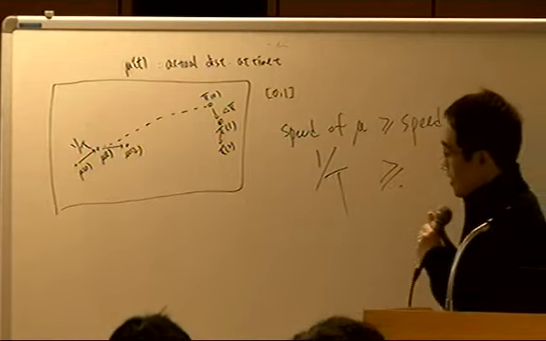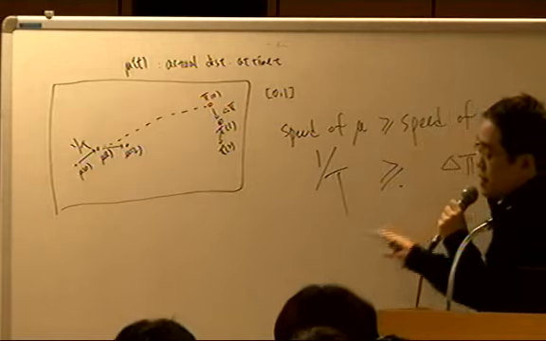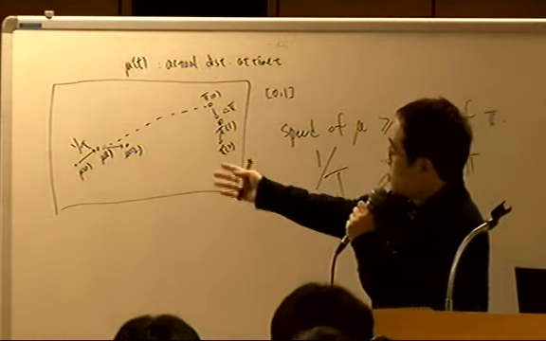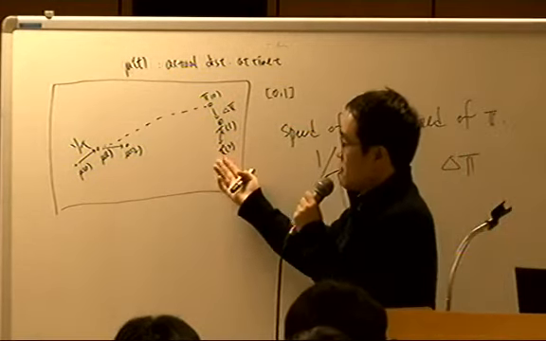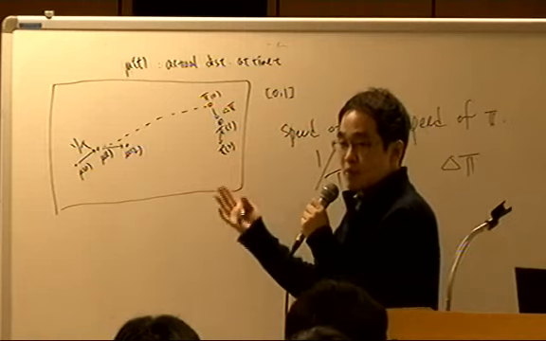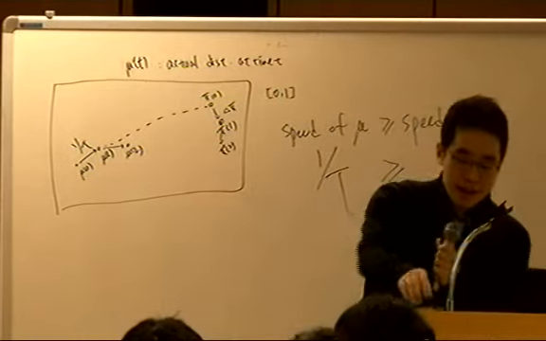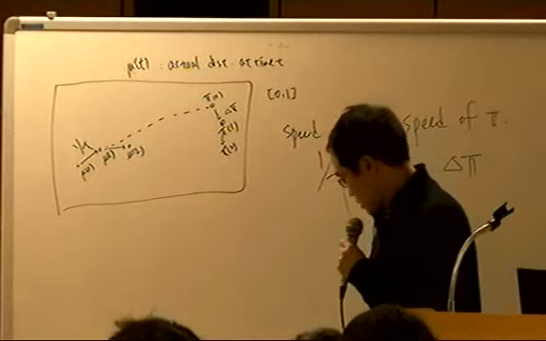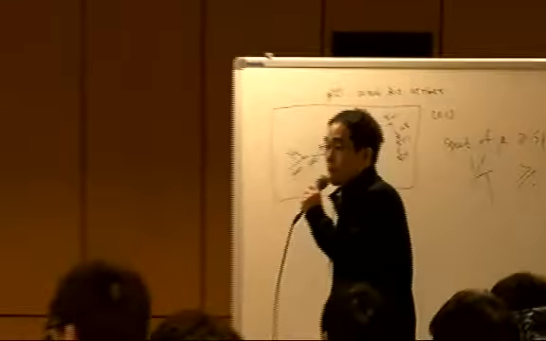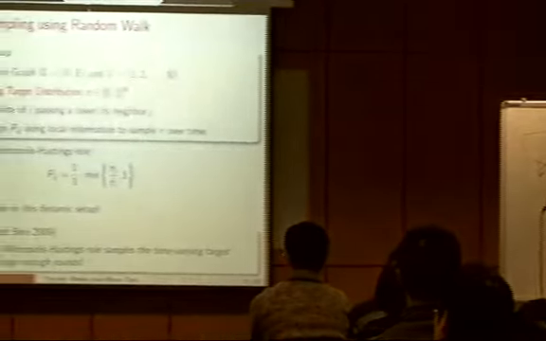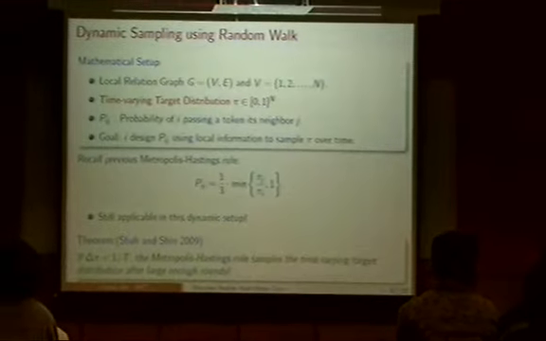So if this condition is satisfied, this Metropolis-Hastings rule eventually catches up with the time-varying pi and samples that time-varying distribution. For all t, yeah, exactly.